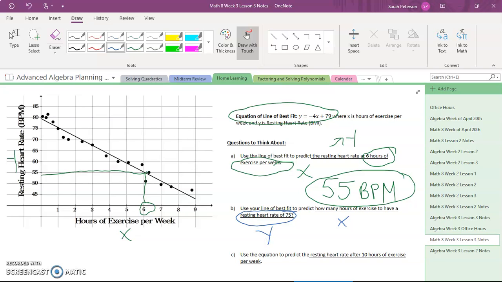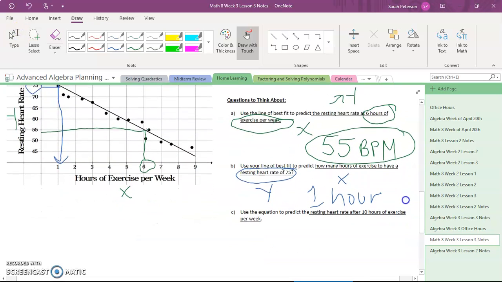So now on my Y axis, I'm going to look for where I see 75. Well, I see 75 right there. So I'm going to go over to my line of best fit, which is right there. And I'm going to go down. Oh, so I need only 1 hour of exercise for my resting heart rate to be 75 BPMs. Okay, so in those two questions, I can look at my graph, I can look at my line of best fit and get my answer. It's pretty simple.